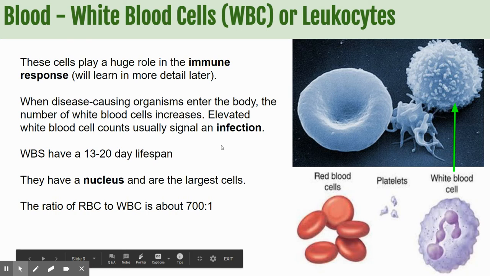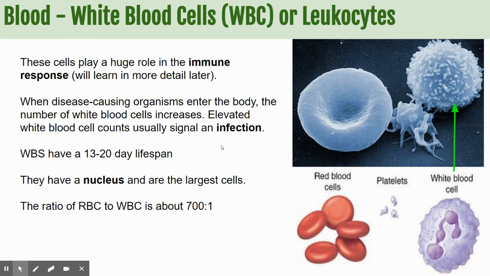All right, the next kind of blood cell is the white blood cell, referred to as the WBC, or leukocytes. Their big purpose is the immune response, which we're going to learn more about in lesson 5. Basically, when a disease-causing organism enters the body, the number of white blood cells increases so that they can fight off the infection. So if you have an elevated number of white blood cells, more than usual, it's likely a sign that there's an infection going on that's trying to be contained.